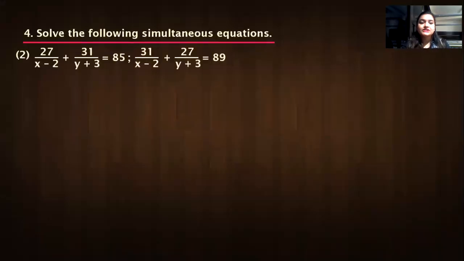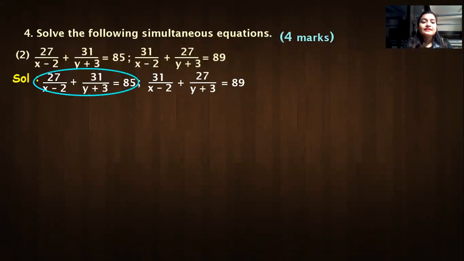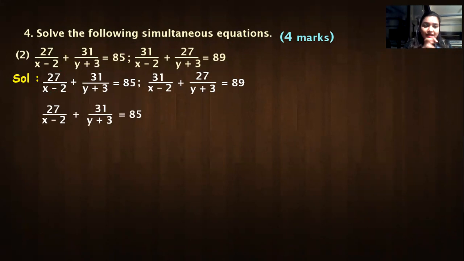The next question. Solve the following simultaneous equation. Guys, solve means we need to find out the value of the variable, and over here the variables are x and y. This is the first equation. Now guys, over here you can see a pattern. It is numerator upon denominator, numerator upon denominator, and in both the equations the denominators are same. x minus 2, y plus 3, y plus 3. So it is common. So I can do something.